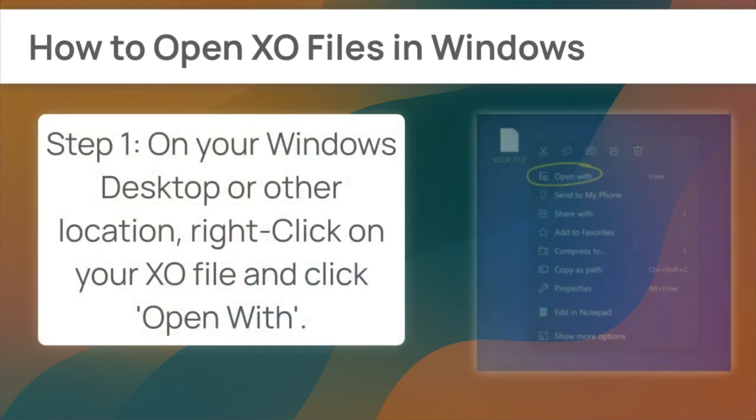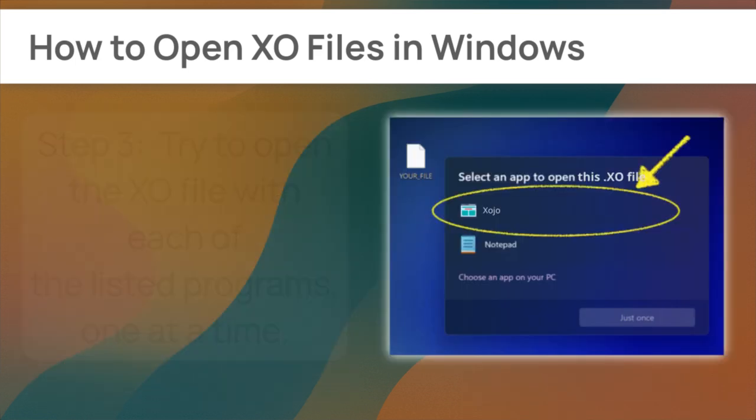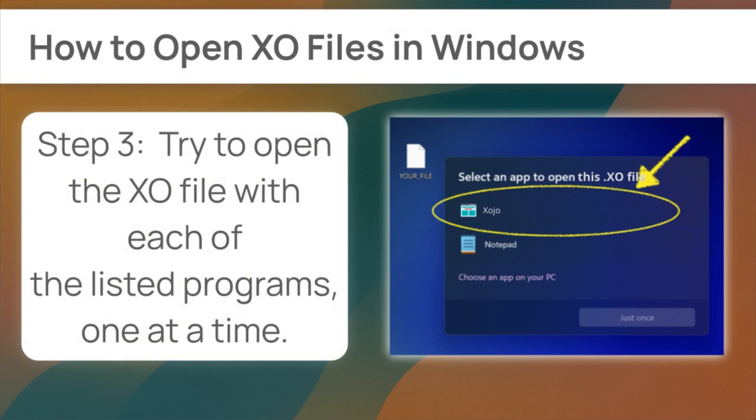Let's check which applications associate the file. Right-click your XO file and click Open With. Test with Xojo if available. If not, just choose another program from the installed list and see if it works.